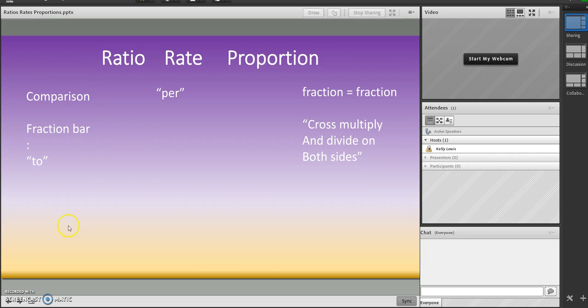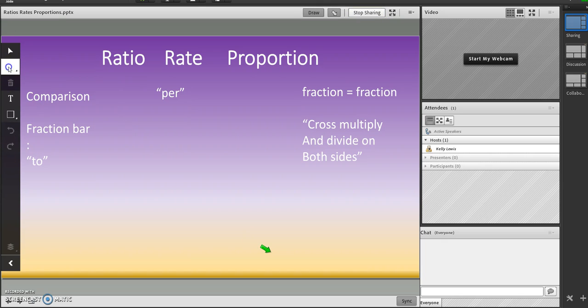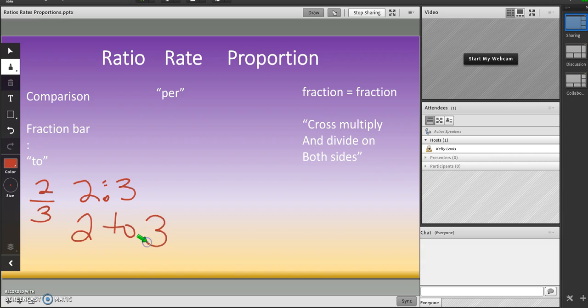A ratio is just a comparison of two things. Like 2 girls to 3 boys, or 2 girls with a colon to 3 boys, or 2 girls to 3 boys. You can do it with a fraction bar, you can do it with the colon, or you can do it with the word "to."